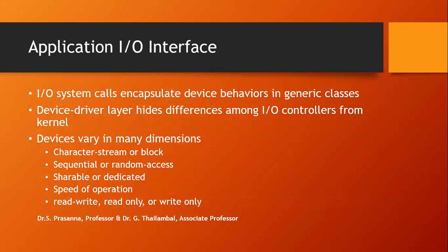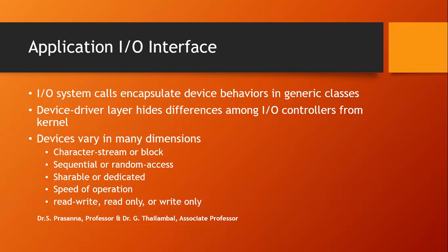Application IO interface. IO system calls encapsulate device behaviors in generic classes. Every IO device is associated with a device driver, which hides the differences among IO controllers from the kernel. So the user will not know any difficulties of using the devices, even if it is not supported by the controllers. Devices vary in many dimensions.